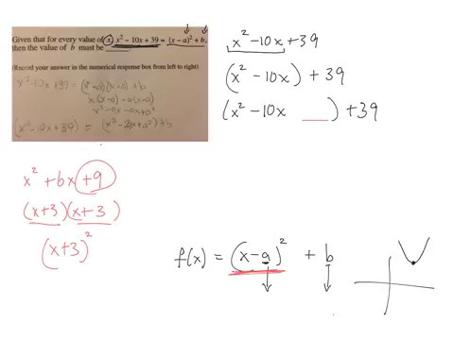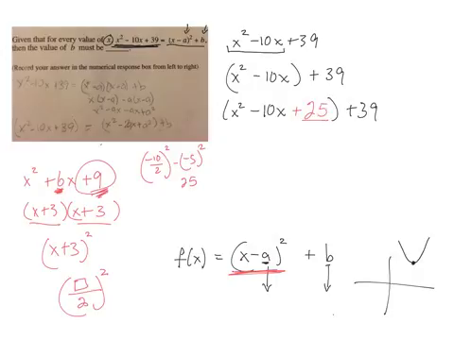Now, an easy way to do it is take this middle number, 6, divide it by 2, that'll give you 3, and then square it, that'll give you 9. So if you take that middle number, whatever it is, divide it by 2, and then square it, it'll give you the number you need. So we need to take the minus 10, divide it by 2, and then square it. Minus 10 divided by 2 is minus 5, and minus 5 squared is 25. So 25 is the number I want to write in right here.